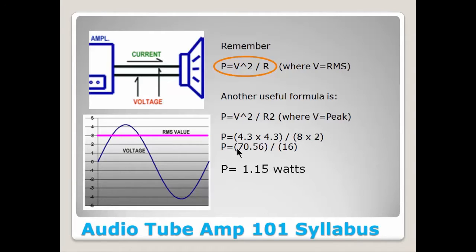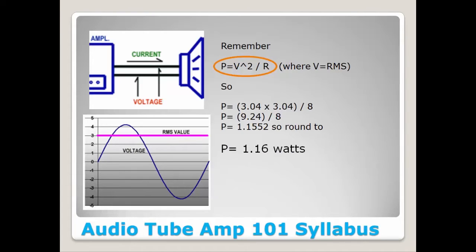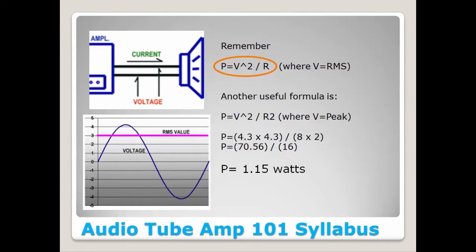So 4.3 times 4.3 is 70.56 divided by 16. We end up with 1.15 watts. And if you remember on the previous slide, we ended up with 1.16 watts. So this is just another formula that'll get you close to figuring out the value if you don't want to go through the computation to get to the RMS voltage. But both of these really just apply really well when it's a sine wave.